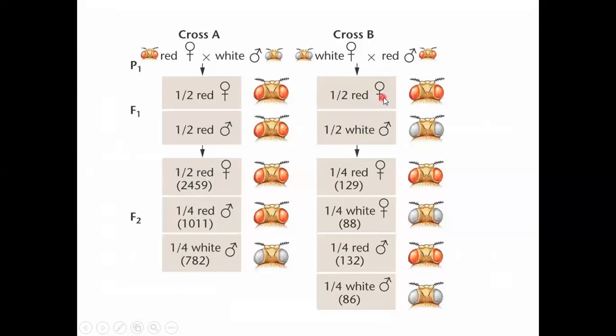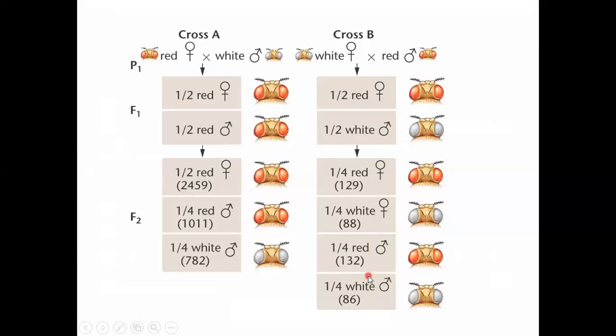Then he crossed the F1 female with the F1 male and observed the F2 offspring. So you can see here in the F2 offspring, a female is there with red eye color, then a female with white eye color, then a male with red eye color and a male with white eye color. So the results in reciprocal crosses are totally different.